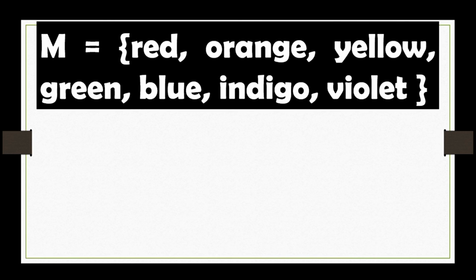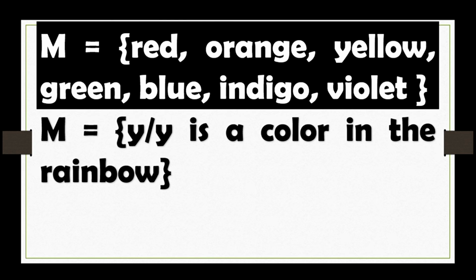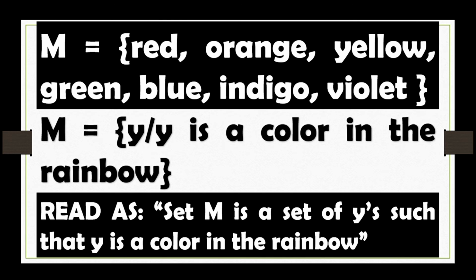First, this one is in roster form where set M consists of the colors of the rainbow. For us to write this in set builder notation, that is M equals, open bracket, y slash y is a color in the rainbow, closed bracket. So how do we read this one? It is read as set M is a set of y's such that y is a color in the rainbow. So this is how to write using set builder notation.